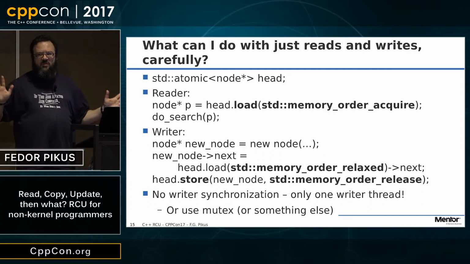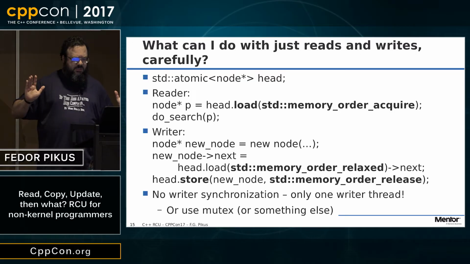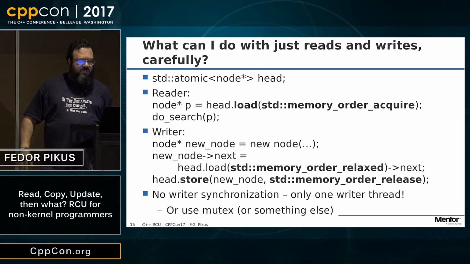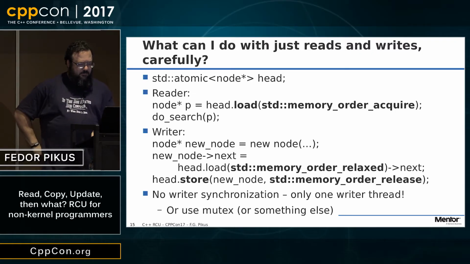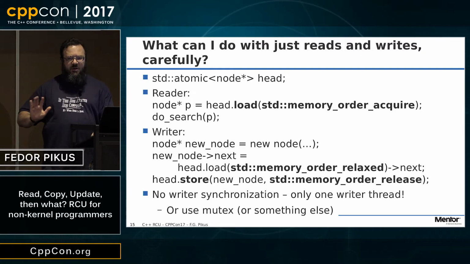One memory barrier is never enough. There's always two. It's a cooperative game. So if there is an acquire on the reader side, there must be a release on the writer side, and the release is when I release the new node into the wild. So when I store the new value onto the head, I have to release it. Again, this doesn't synchronize the writers.